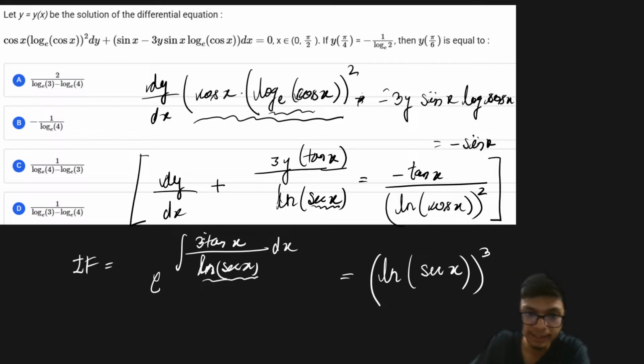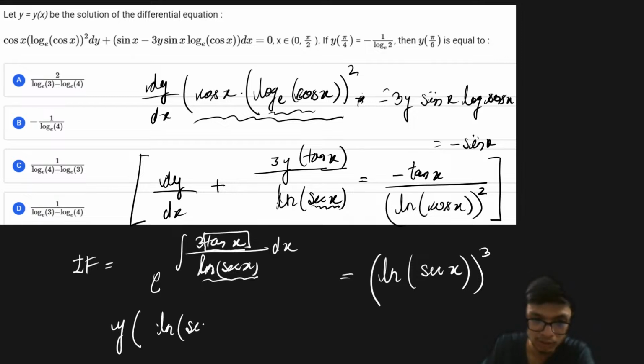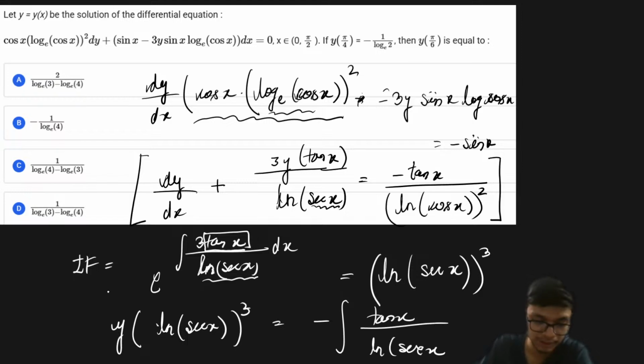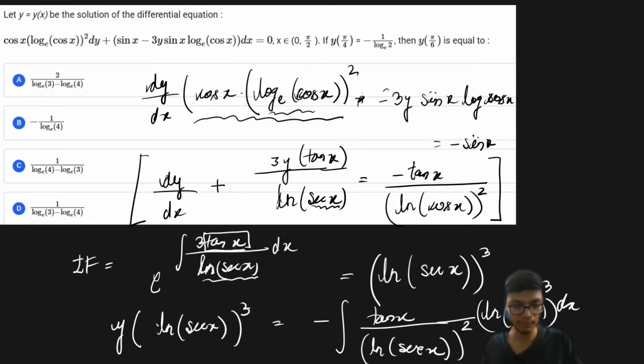What I have done is just assume this substitution over here. So from here, the solution to the differential equation is going to be y times the integrating factor, natural log of sec x whole cube, equals minus the integration of tan x divided by natural log of sec x whole square, multiplied with natural log of sec x whole cube. The square means there is no change of sign. And we just have to integrate this expression in order to get to the solution.